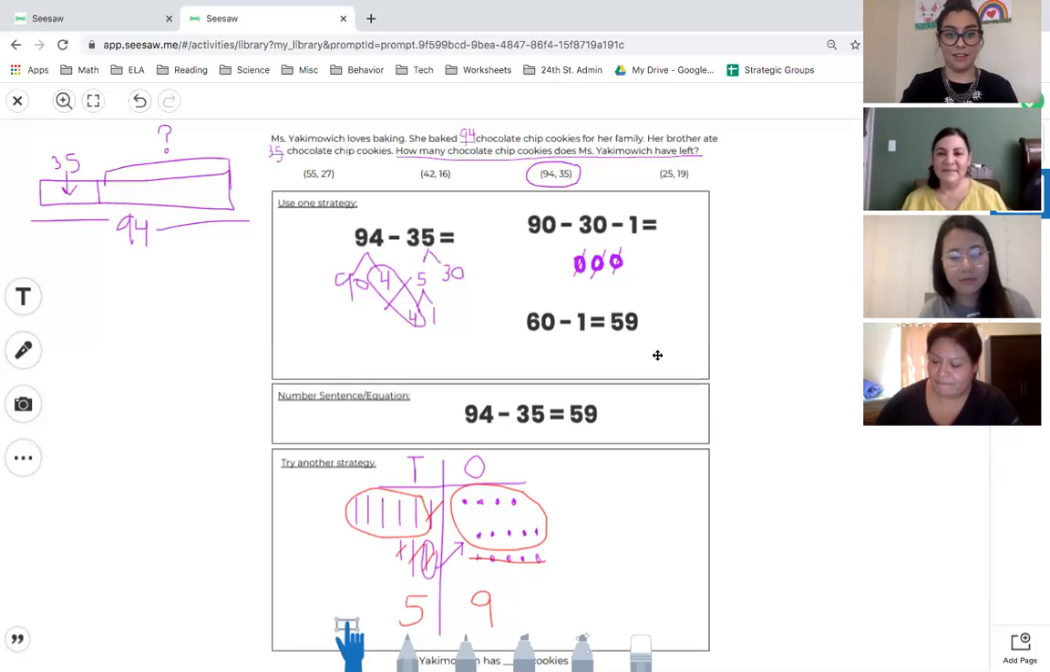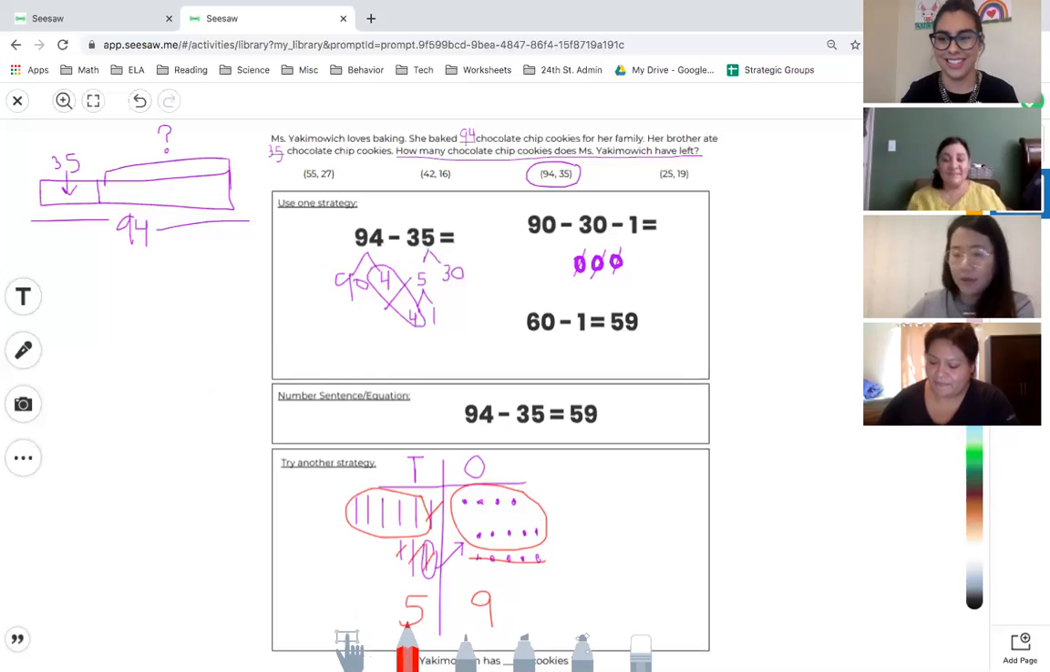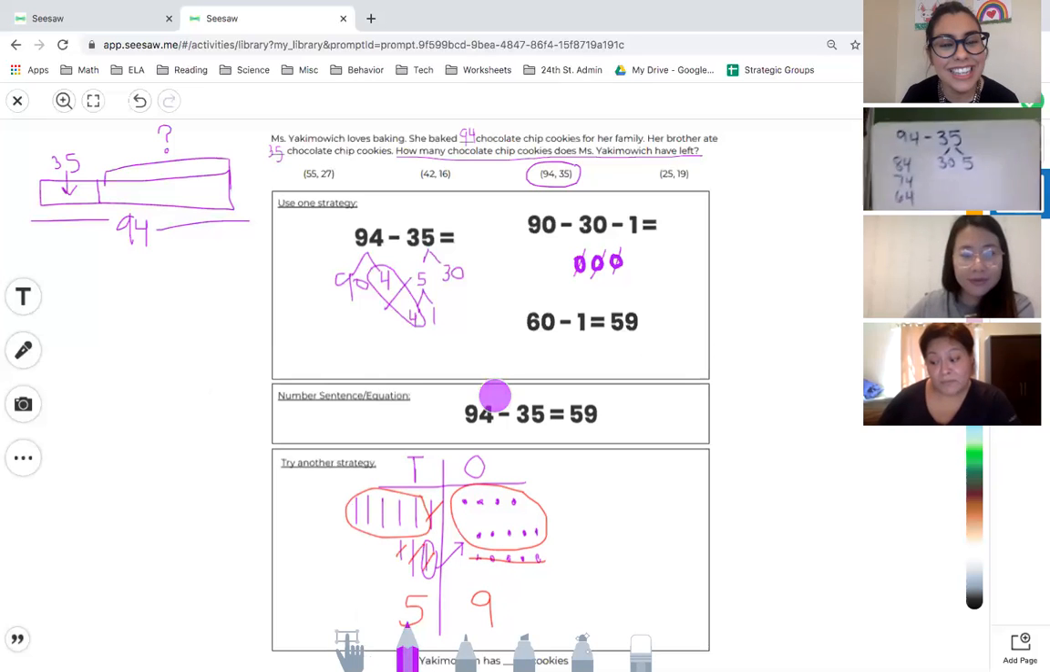Okay. All right, Ms. Hernandez, do you want to share verbally and with your whiteboard what strategy you used? Sure. I'm always trying to stretch my thinking, so I used a combination of mental math, decomposing numbers, and counting back. Nice.